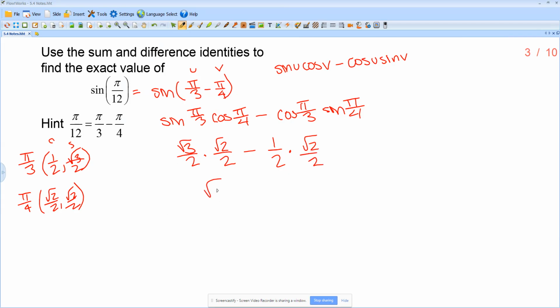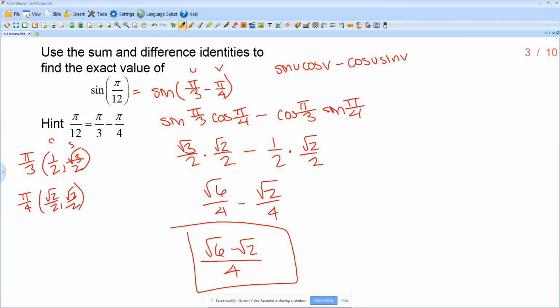This gives me root 6 over 4, minus root 2 over 4, which is root 6 minus root 2 all over 4. I can't subtract these because they're not the same thing inside the radical. So you would just leave it exactly like this, root 6 minus root 2 over 4.